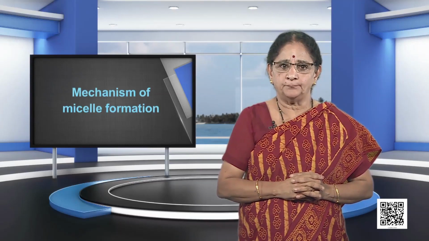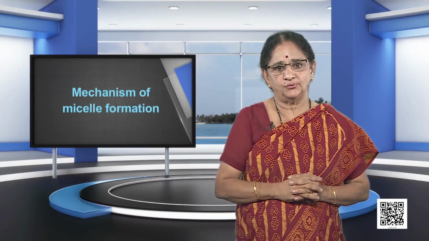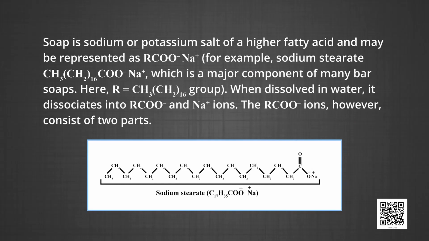Mechanism of micelle formation. Let us take the example of soap solutions. Soap is sodium or potassium salt of higher fatty acid and may be represented as RCOO minus Na plus. For example, sodium stearate, which has the formula CH3(CH2)16COO minus Na plus, and this is a major component of many bar soaps. Here R is equal to the CH3(CH2)16 group. When dissolved in water, it dissociates into RCOO minus and Na plus ions.